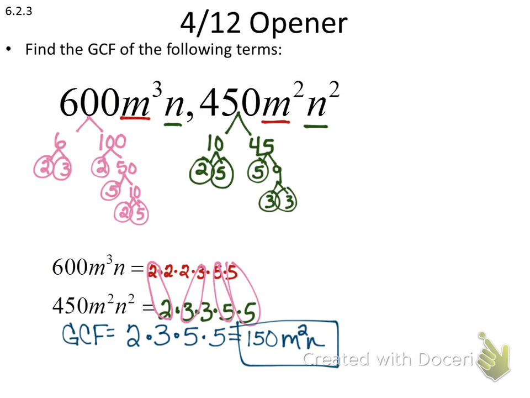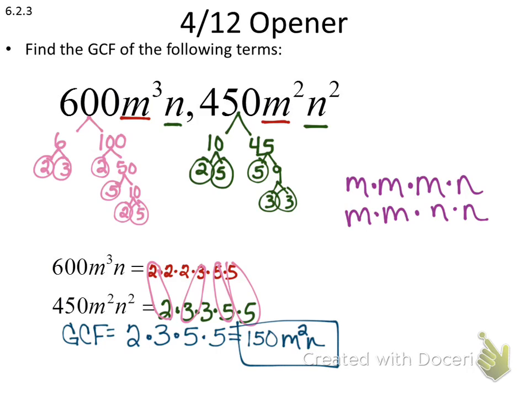You do not have to write what I'm writing in the purple. So I'm going to write 600's variables out. If I'm going to write m to the third, how many times do I have to write that m out? 3. How many n's do I have to write? 1. Okay. Now if I do 450's variables, how many m's am I going to write out? 2. How many n's am I going to write out?